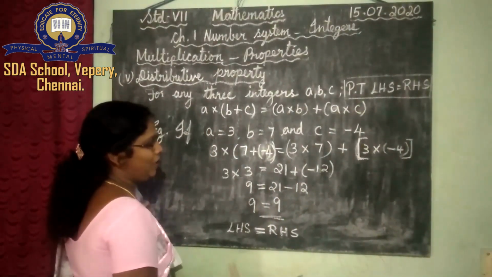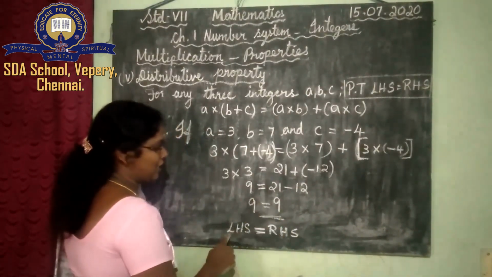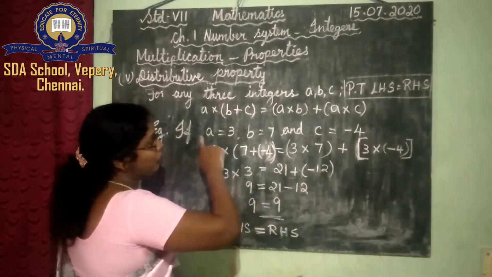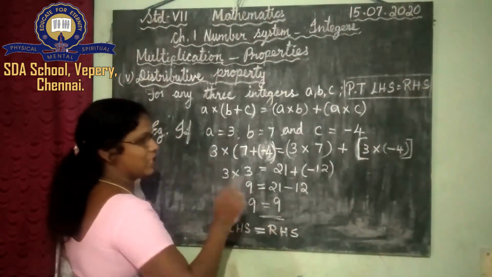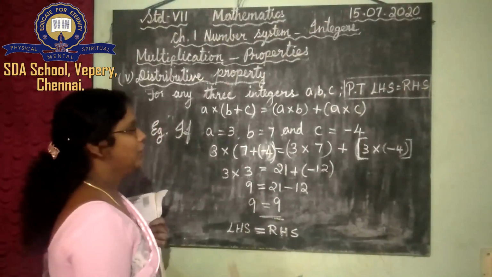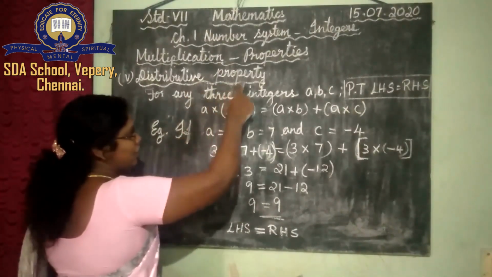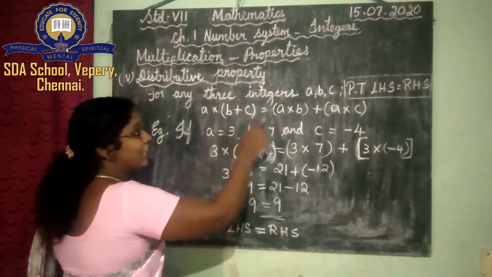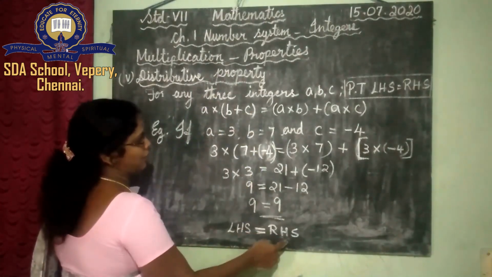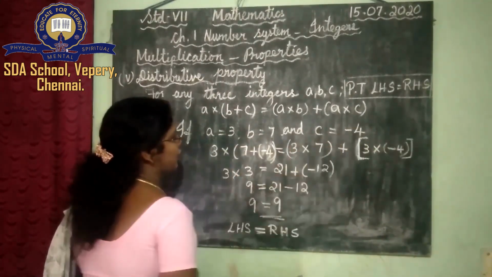21 minus 12? Yes, it is also 9, where LHS is equal to RHS. So when we distribute the different integers also, we get the same answer. That is called distributive property. Shall I repeat? Distributive property means when I interchange the integers by distributing with different integers also, I get the same answer. Where A is equal to B, B is equal to 7 and C is equal to minus 4.